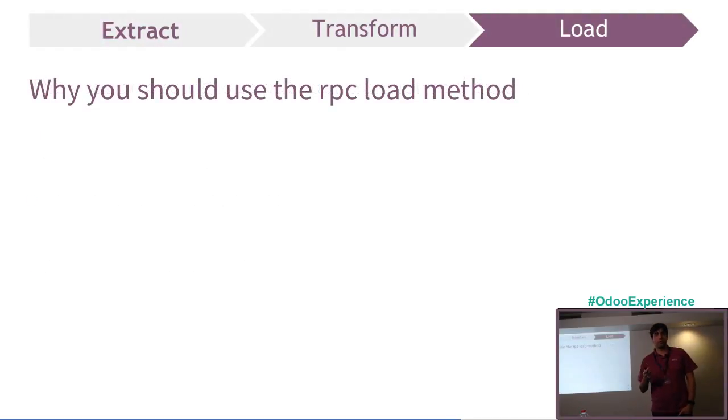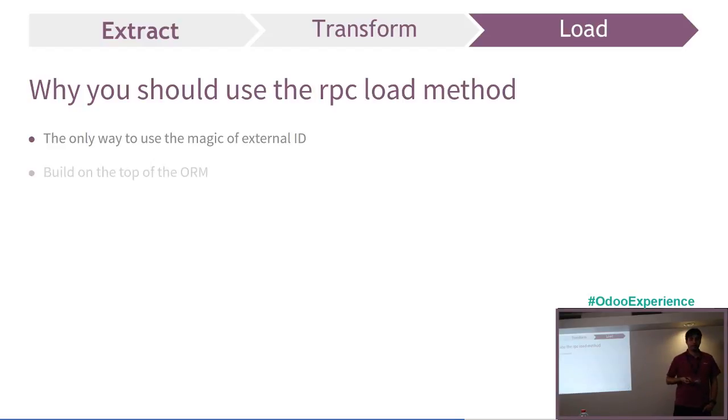So what you should use is not the wizard for Odoo, but the RPC load method. It has exactly the same behavior as the import wizard, but it's the only way to use the magic of external ID. If you are using create and write, you need the database ID all the time. It's built on top of the ORM, so it will trigger default values, computed fields, everything, all the logic embedded in the create or in the write.